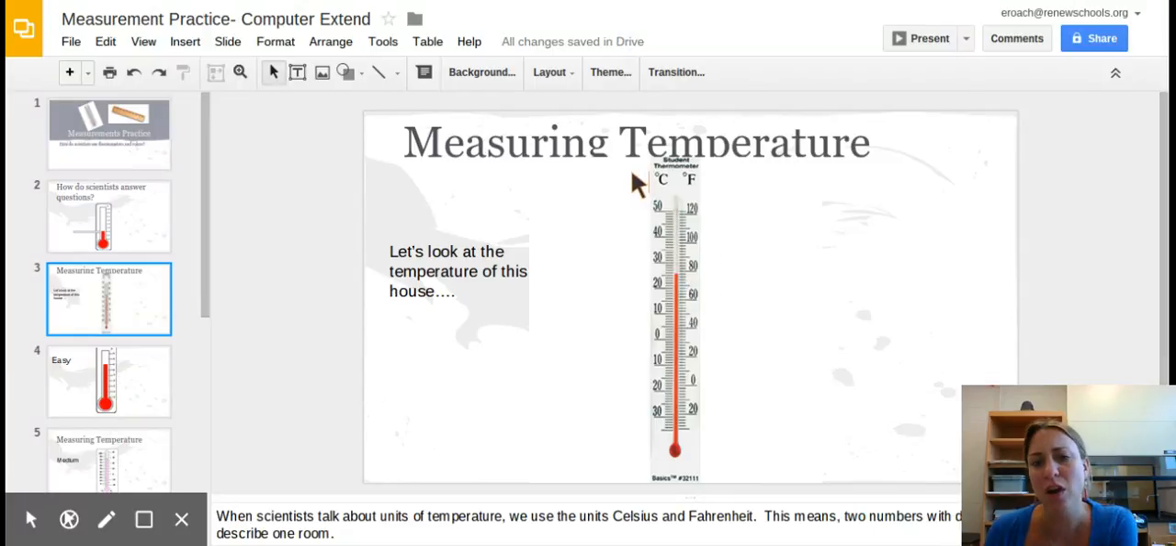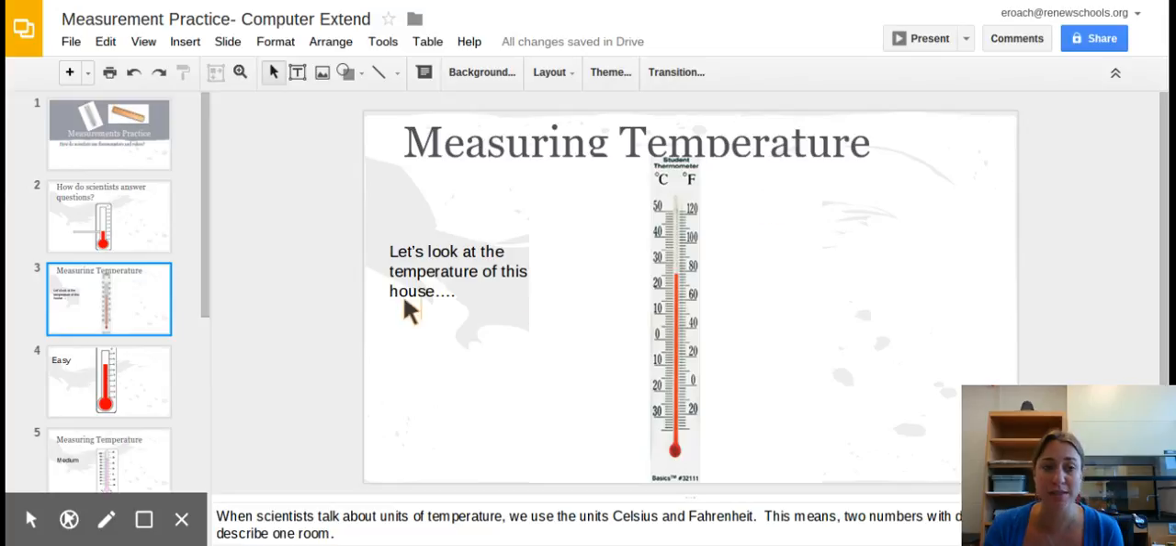Well, if we were to talk about that in Celsius, I can see it's more than 20, less than 30. It looks about 25 degrees Celsius. This is not two different rooms. This is one room that we can talk about using two different units, either 78 degrees Fahrenheit or 25 degrees Celsius. Those two numbers mean the same thing. This is one temperature talked about two different ways.